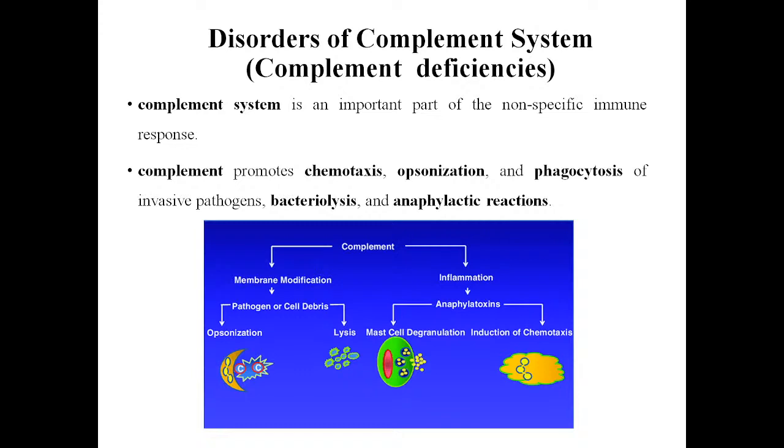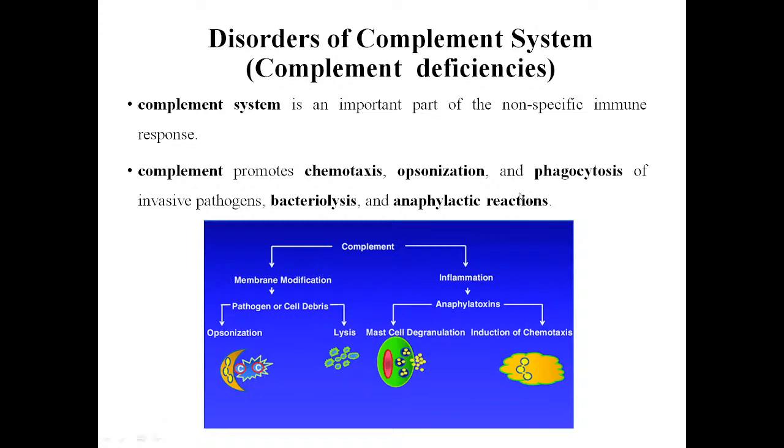What are the main functions of complement? Why is complement activated in our organism? Complement is activated because it promotes chemotaxis. Chemotaxis is a movement of immune cells, phagocytes, to the site of infection. Opsonization is enhancement or improvement of phagocytosis. Then bacteriolysis or cytolysis of antigen, and anaphylactic reaction and inflammation.